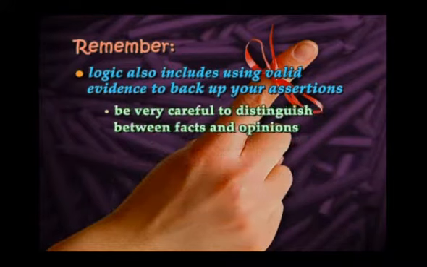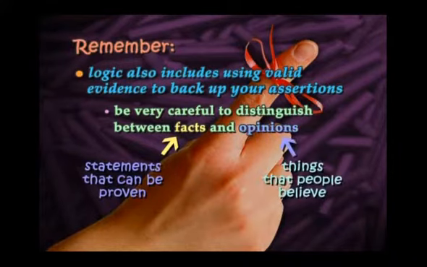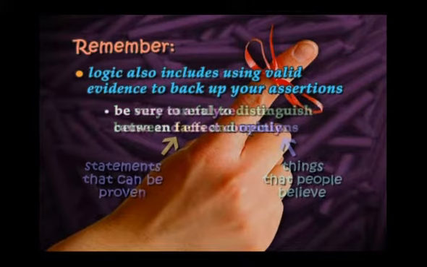Be very careful to distinguish between facts and opinions. Facts are statements that can be proven. You can find them in valid research materials such as encyclopedias or newspapers and good magazines and solid web pages. Opinions are things that people believe. You can use your facts to prove your point, but opinions are a lot more slippery because you cannot prove whether they are right or whether they are wrong.